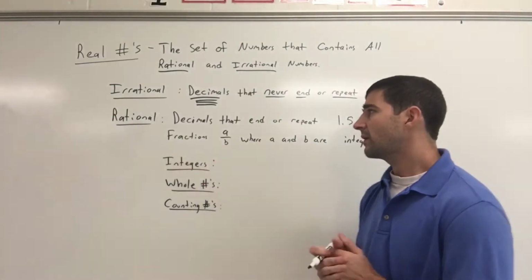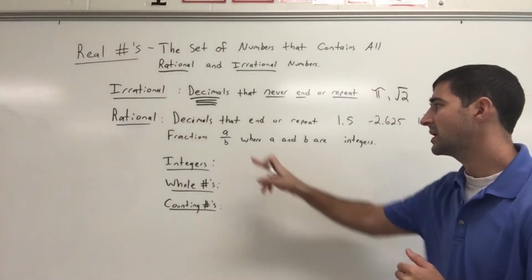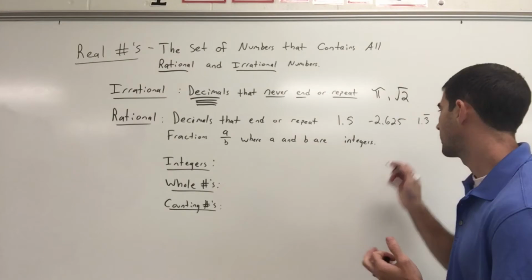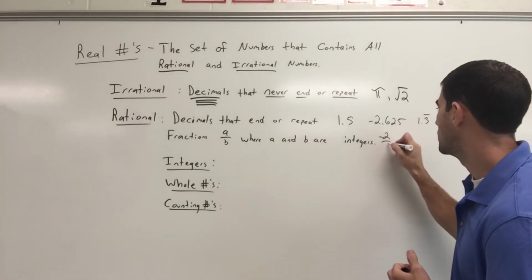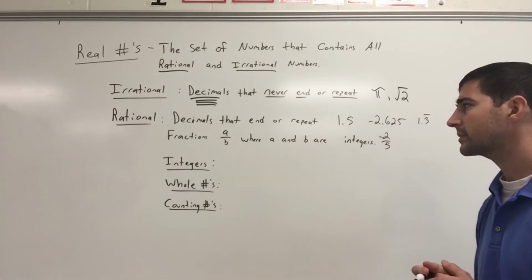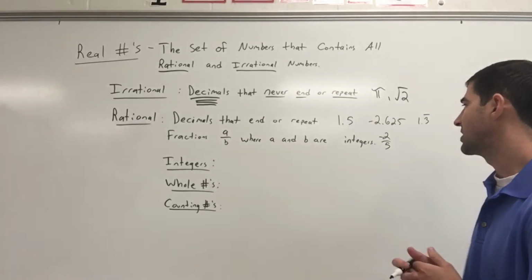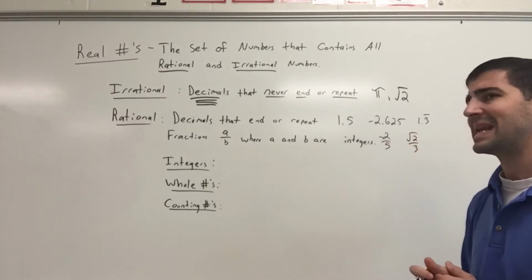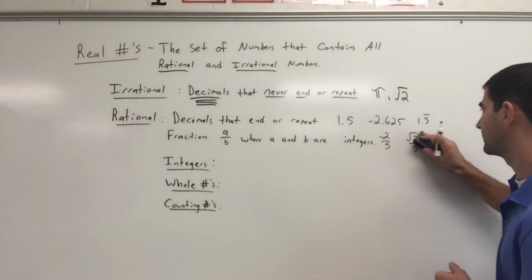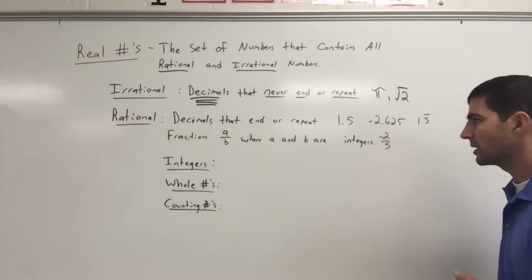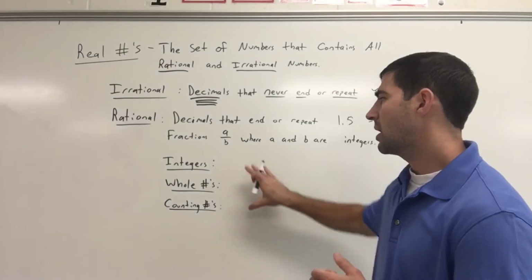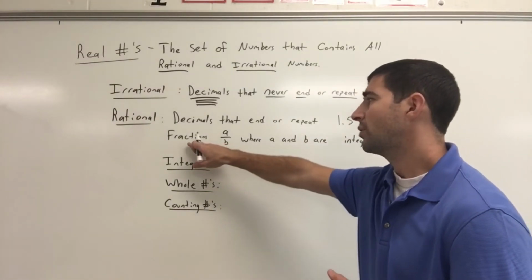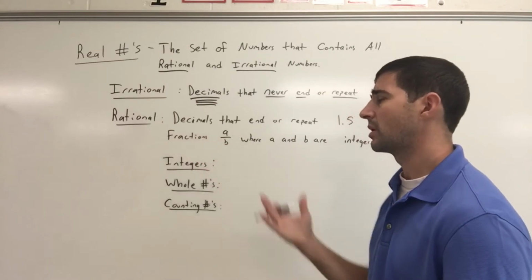A rational number could also be a fraction, written as a over b, where both a and b are integers, for example negative 2 over 5. The reason we say a and b have to be integers is that I could have the square root of 2 over 3, which is not a rational number. A whole number can be written as a fraction by putting it over 1.